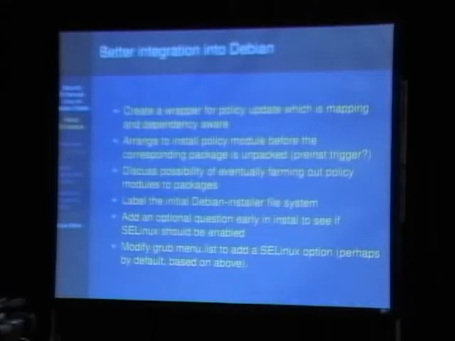Along with that, if you can add an optional question early in the install process, I'm hoping before tasksel, asking whether you want a SELinux machine or not. And based on that, you load the policy before you load any other packages. We ship the policy anyway. If the file system is labeled, loading the SELinux reference policy will be fast. And finally, we modify the grub configuration file to add a SELinux option, like I showed in the slides, a few slides back.